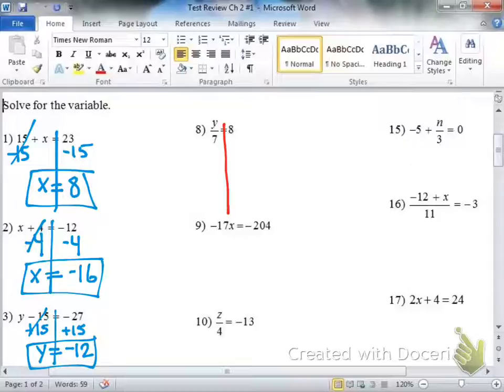What's bothering the y? The dividing by 7. How do you undo dividing by 7? You multiply by 7. So I need to multiply both sides of the equation by 7. That leaves me with a y or a 1y equals, what's 8 times 7? 56. Very good.